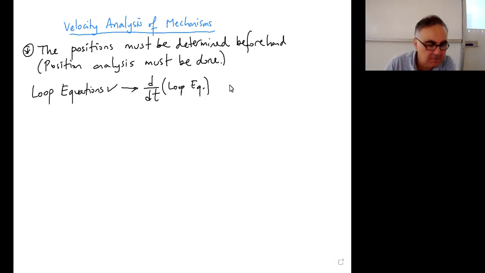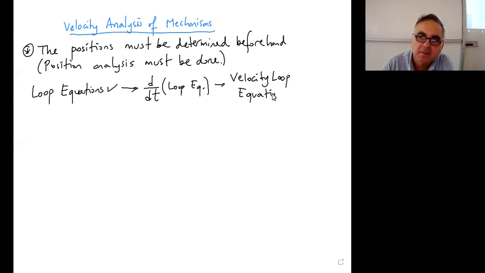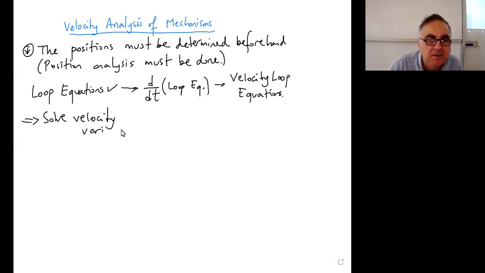Okay, and we get the velocity loop equations out of that. And this makes things quite a bit easier. And from these velocity loop equations, we can solve for the necessary velocity or angular velocity variables.